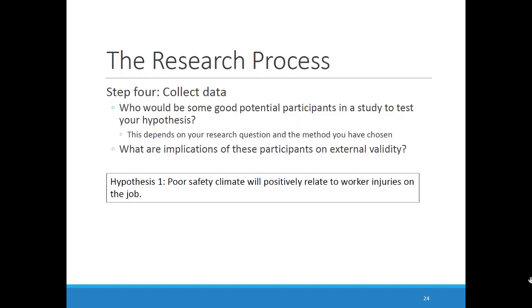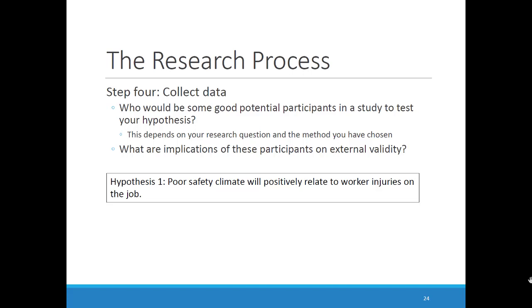And so who would be a good participant pool for this type of hypothesis, this poor safety climate positively relating to worker injuries on the job? Well, first we need to make sure that we are including workers, right? People who are working. What is another potential criteria? Well, they probably have to be working in jobs that have some hazard to them or some maybe potential for physical injury on the job. So those are 2 criteria that you would consider.